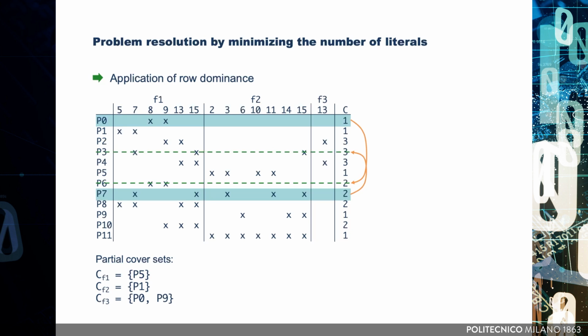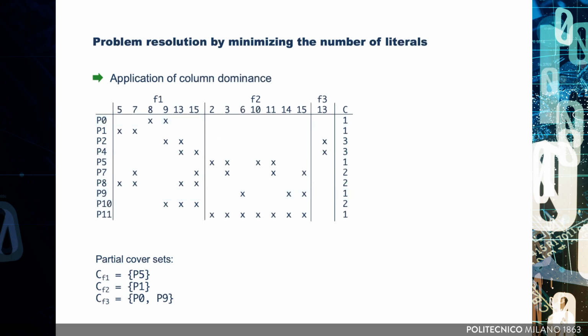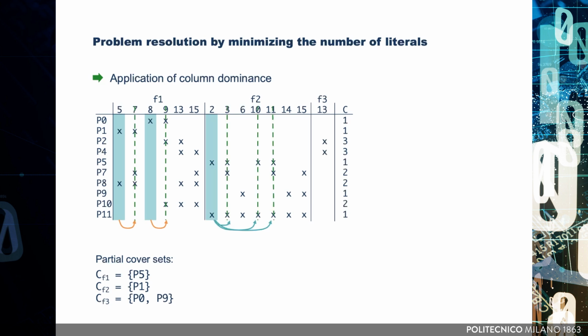Note that it's just by coincidence that we found the same dominance relations as in the previous case. Since the implicants now have different costs, in general, dominance relations may change compared to those found using a different cost function. Now let's apply column dominance. For F1, 5 dominates 7 and 8 dominates 9. For F2, 2 dominates 3, 10, and 11, and 6 dominates 14 and 15.